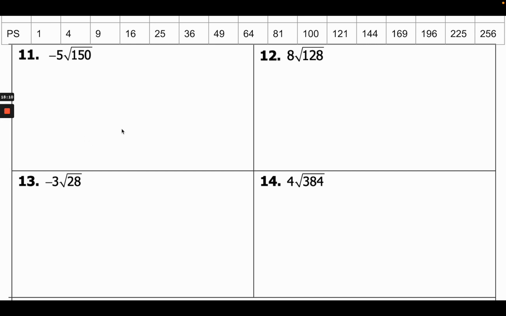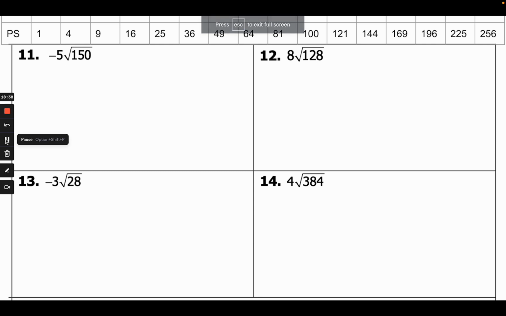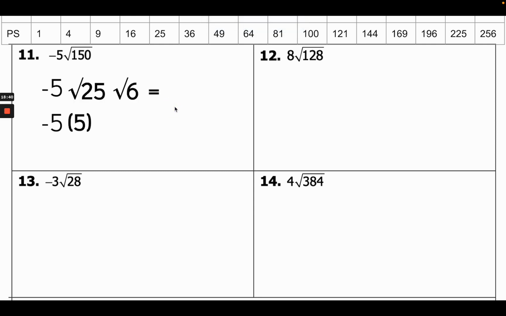Okay, so you should be done with all 4 of them, and here are your answers. We have -5, and we're going to split 150 into root 25 and root 6. And we're going to say -5 times root 25, which is 5, times root 6. And this will equal, this should be -25 times root 6. Okay, I just have to fix it really quick. So it's -25 times root 6.